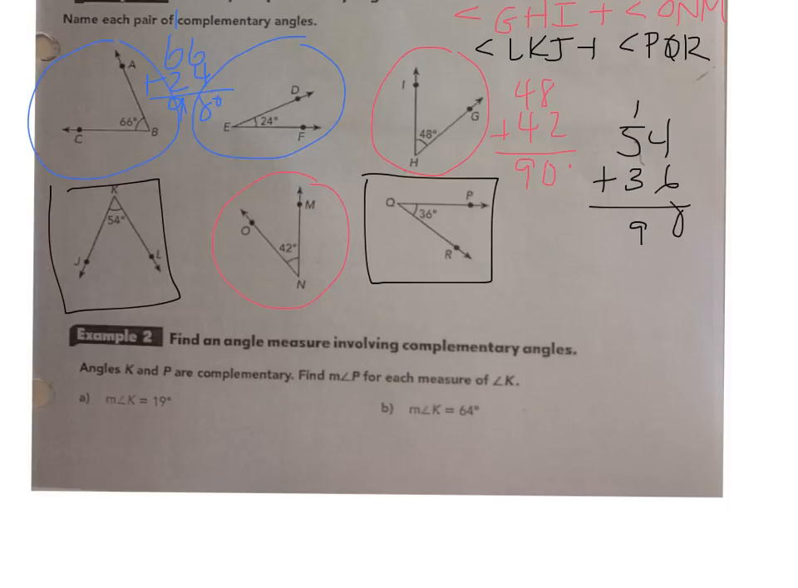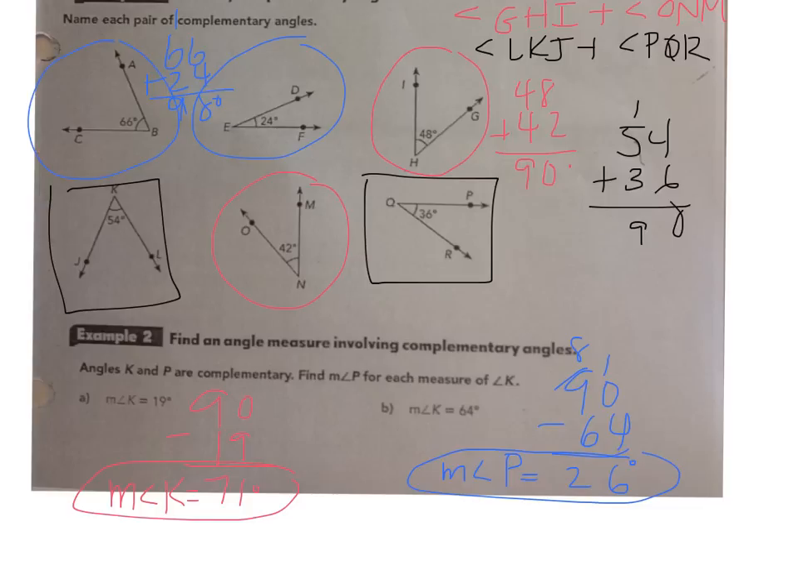Okay, now it says angle K and angle P are complementary. Find the measure of angle P for each measure of angle K. So if they're complementary, that means right off the bat we know that they equal 90 degrees together. So if we know together they equal 90 and we know one of them, you subtract. So 90 minus 19, that gives me 71 degrees. So that means the measure of angle P is 71 degrees. Okay, so I'm going to have you try B on your own. I'm going to turn it off and let you try it, and then we'll go over it together. Okay, so same thing. Together they equal 90 degrees because they're complementary. So if we know angle K is 64, I do 90 minus 64, and that tells me that the measure of angle P is 26 degrees.